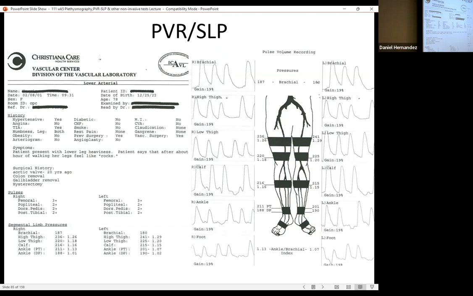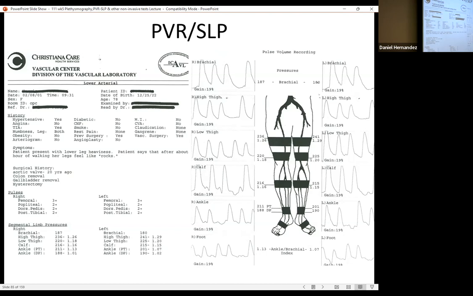The first thing I always have the students do is look at your ABIs. Those are both normal, so that's a good sign. Then after you look at your ABIs, you can start looking at your pressure differences between segments. Any pressure drops? 236, 220, no. No significant pressure drops on that side. 240 to 225, still not 30, so no pressure drops on that side.